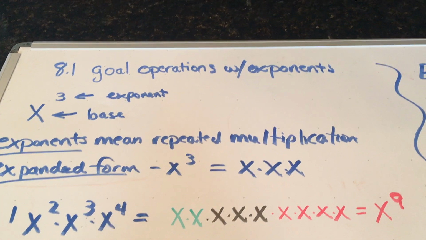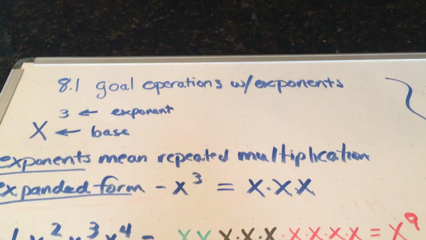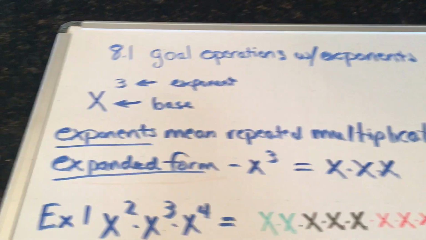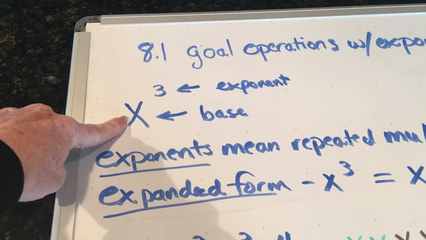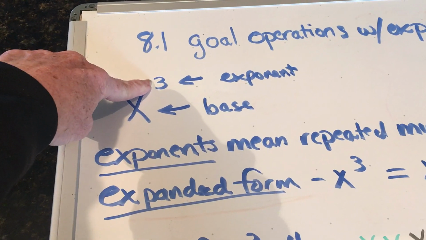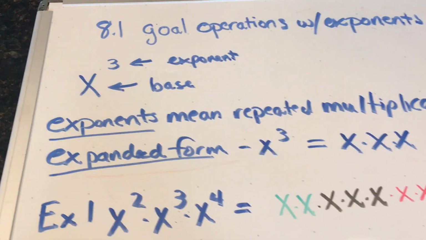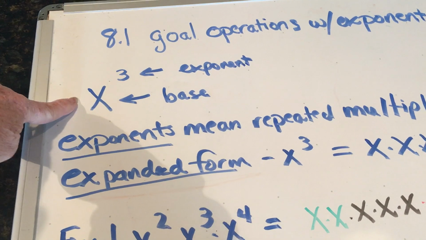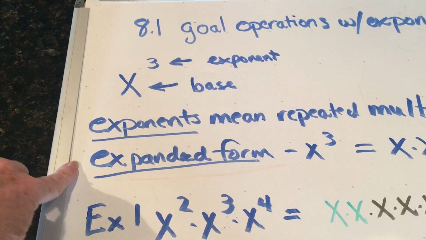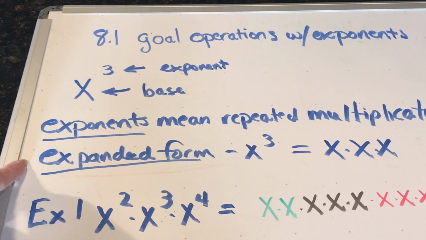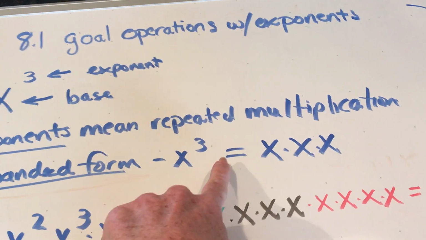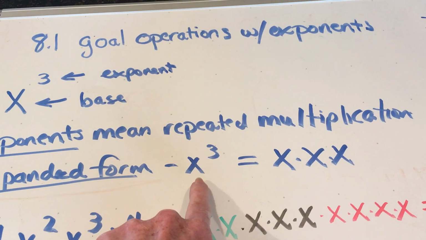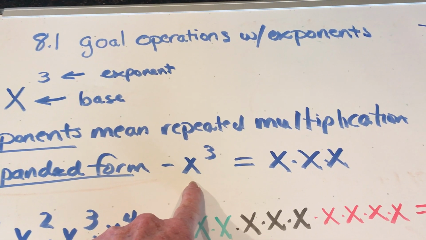This is section 8.1 in the book, and we are working on goals. Our goal today is operations with exponents. Just to start in the very beginning, x is called the base. 3 is called the exponent. Exponents mean repeated multiplication. When you see something written like this, that means it's an exponential form. Expanded form, if I ask you to write something in expanded form, if I give you the problem x cubed, that means x times x times x. The exponent is telling you how many times you're repeating the multiplication of the base.